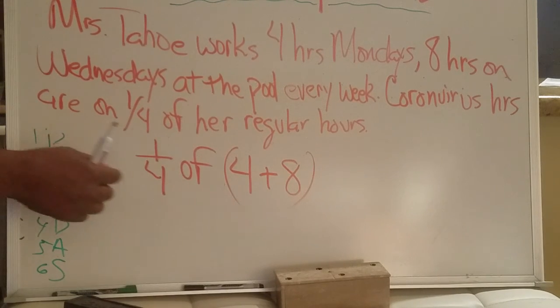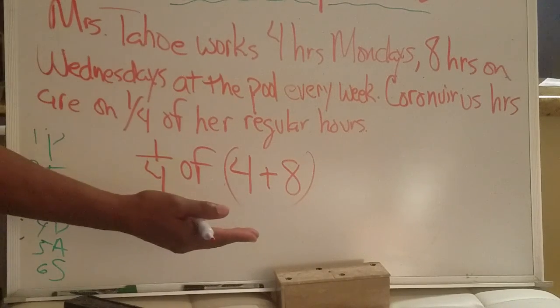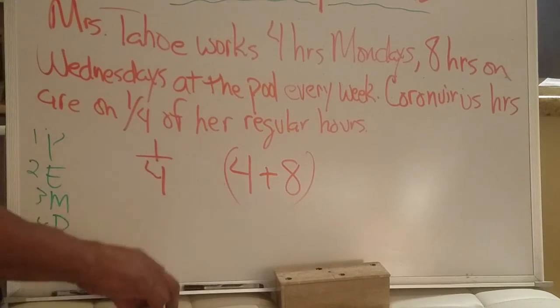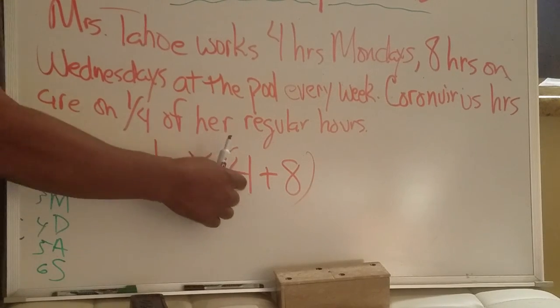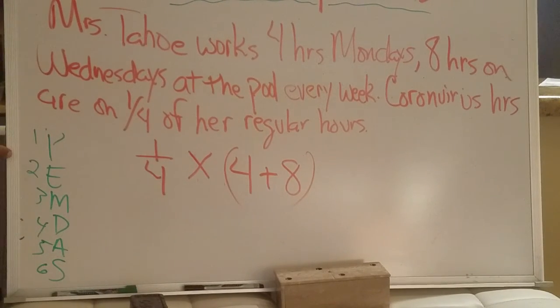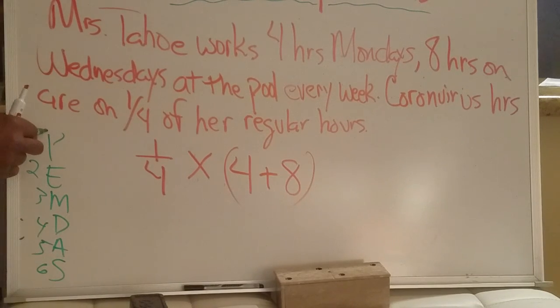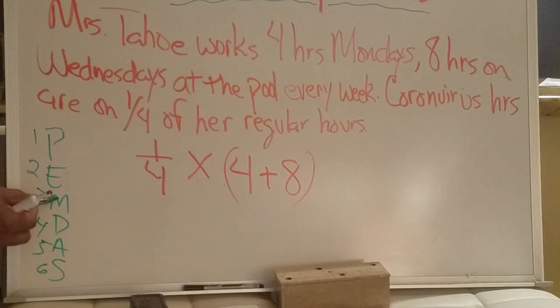Remember that of means times. What does of mean? Times, exactly. So we're going to take this of out and put simply times. So what's 1/4 of 4 plus 8? Let's quickly go back to PEMDAS. PEMDAS says parentheses goes first. Is there any parentheses? Yes. We'll do that first. No exponents, but there is multiplication. No division. There is some addition and no subtraction. We have to go in that order.